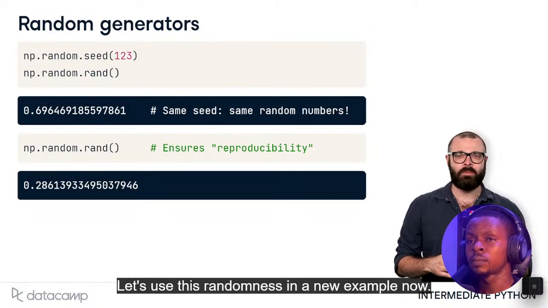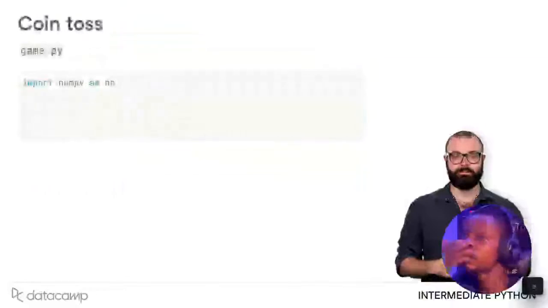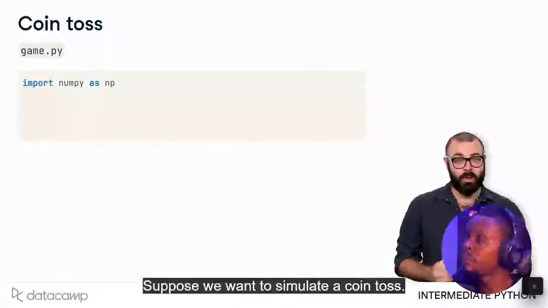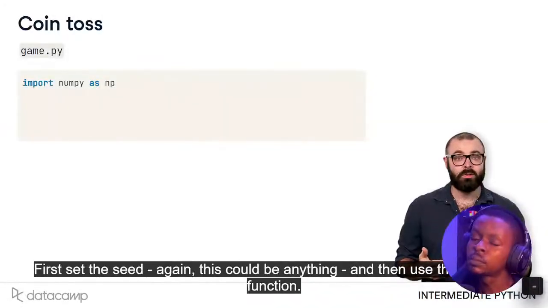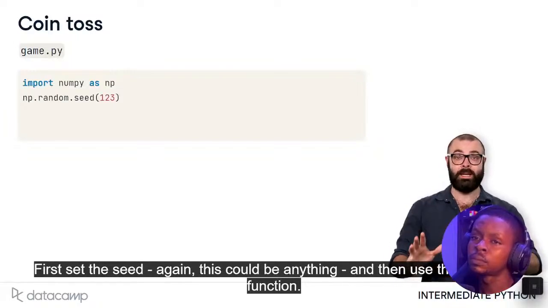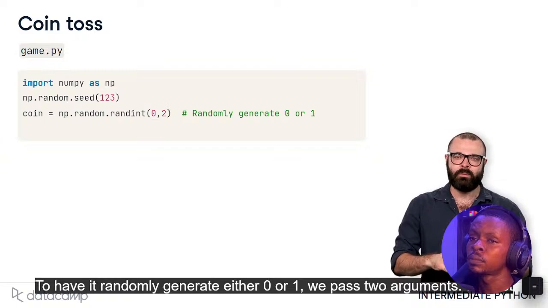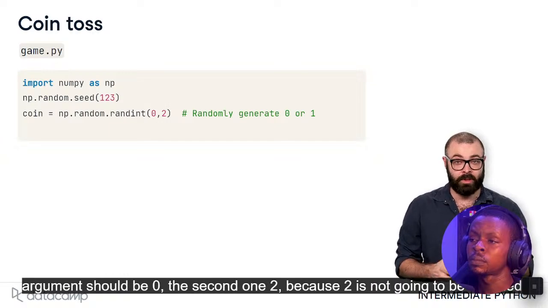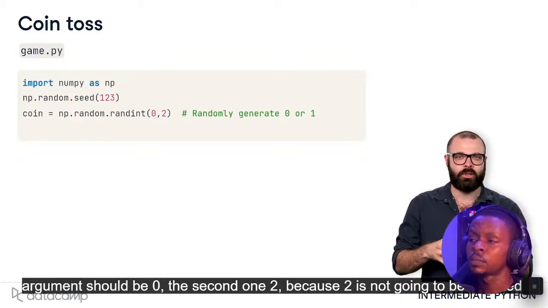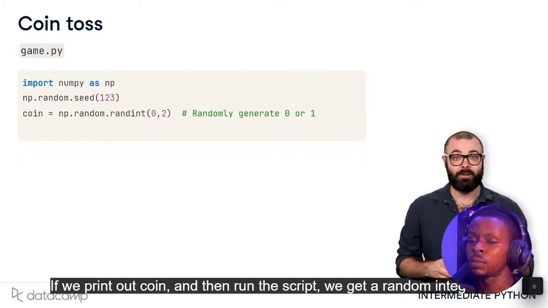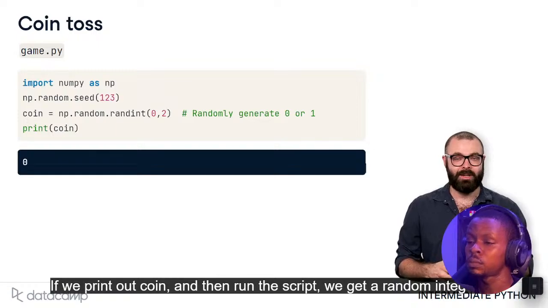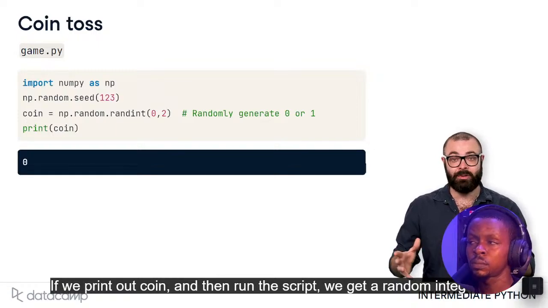Let's use this randomness in a new example now. Suppose we want to simulate a coin toss. First, set the seed. Again, this could be anything, and then use the randint function. To have it randomly generate either 0 or 1, we pass 2 arguments. The first argument should be 0, the second one 2, because 2 is not going to be included. If we print out coin and then run the script, we get a random integer, 0.